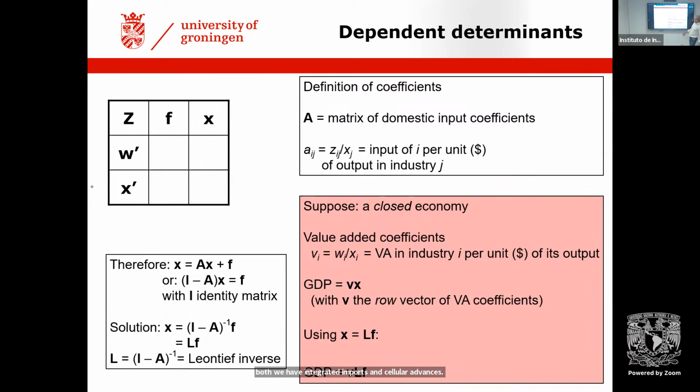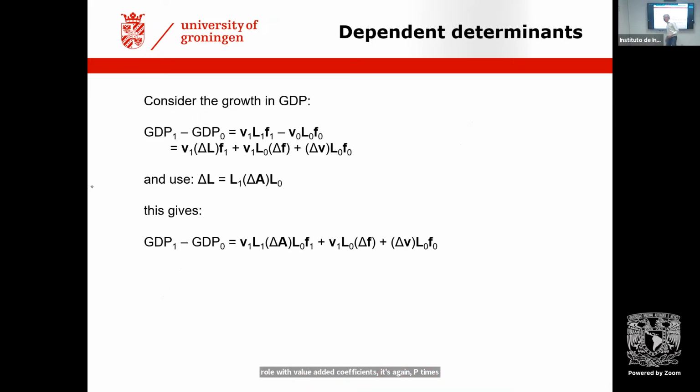And the GDP is then Vx, where V is the row with value added coefficients, w divided by X. So GDP is again V times L times F. You run your SDA, and the change in GDP is expressed in this way.